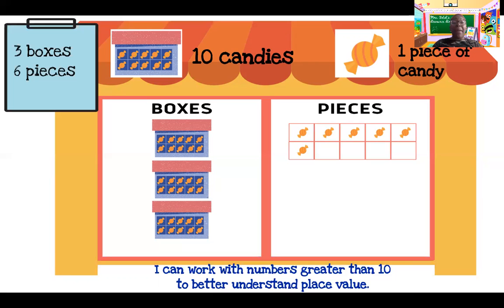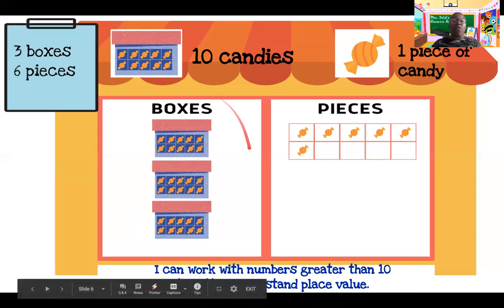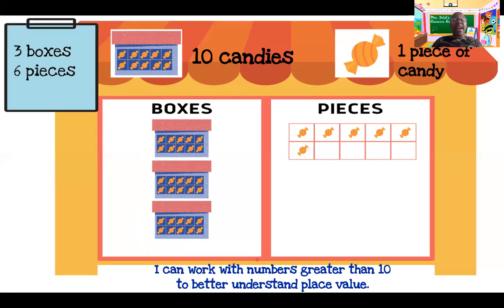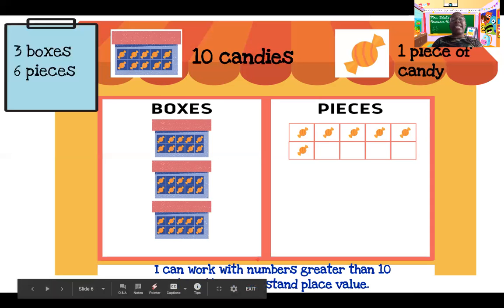Well, let's start with our boxes. Do you remember how many pieces of candy are in each box? That's right, there are 10 pieces. Well, if we know that there are 10 pieces of candy in each box, how can we quickly count how many candies we have over here in all the boxes? Did you say count by tens? If you did, you're absolutely correct. Let's count by tens to find out how much candy is in the boxes.